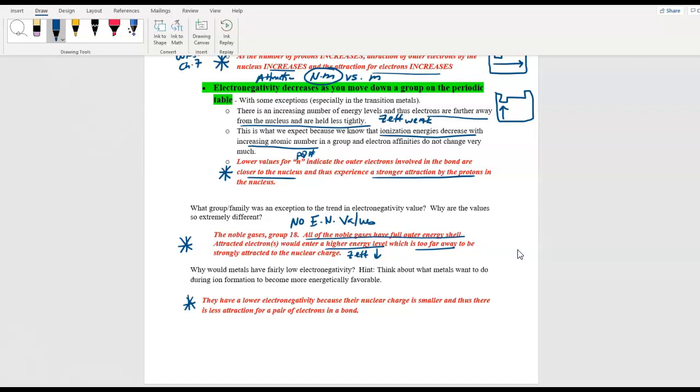It's the group right before them, the halogens. They are the very last numbering system. And I think it's on the next page, you'll see the numbers. Why do metals have very low electronegativities? And remember, think about this thing about energetically favorable. They have a low electronegativity because their nuclear charge is smaller. Remember, nuclear charge is the nucleus charge, okay? So aka the proton's charge. And thus, there is less attraction for a pair of electrons in a bond.